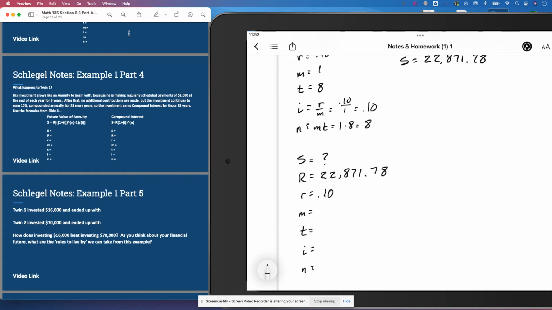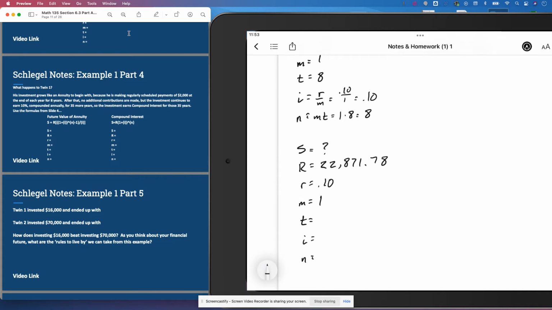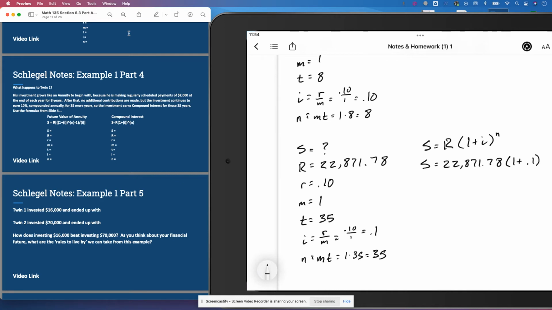Rate is 0.10. M is still compounded once a year. T, it's going to sit in there for 35 years because he's going to leave it in there from the age 30 to 65. I is R over M, and N is MT. 0.10 over 1. MT is 1 times 35, so 35. And so our compound interest formula is S equals R times 1 plus I to the power of N. So we're going to swing in Wolfram. S equals 22,871.78 times 1 plus 0.1 to the power of 35.